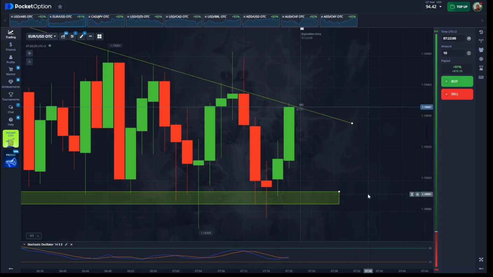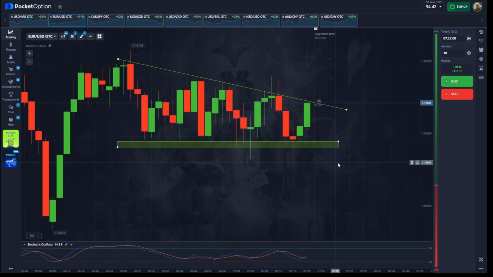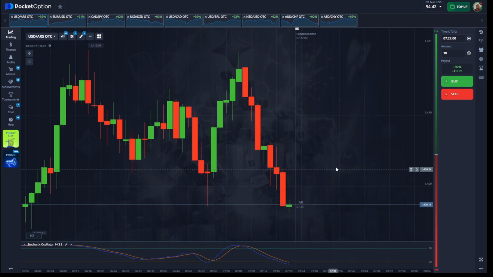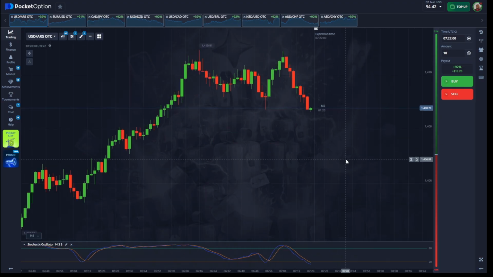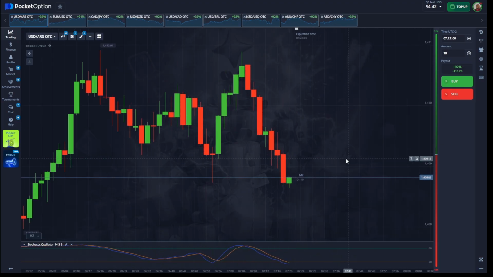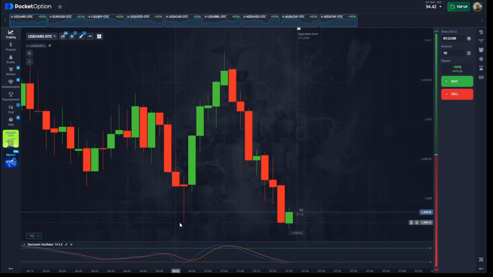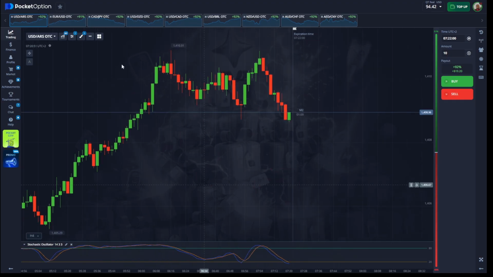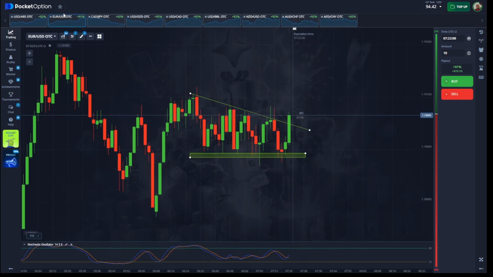Oh, so we have this guy again. No, this is not my strategy. I'm not going to take it. All right, so it finally closes below this region. So I'm waiting for this current candle to reject and close bearish. Then I'm going to enter into a sell position.